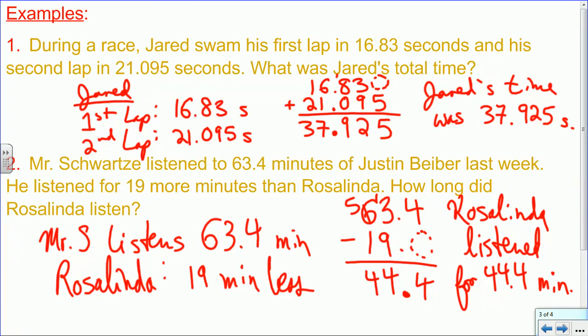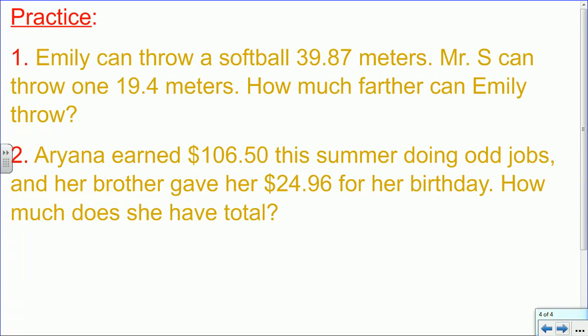Per usual, I am going to leave you with your own problems to try out, so here they are. Please follow the directions and summarize those. Take down the important notes before you do your operation. Make sure it makes sense, and put a complete sentence at the end. I will see you soon.